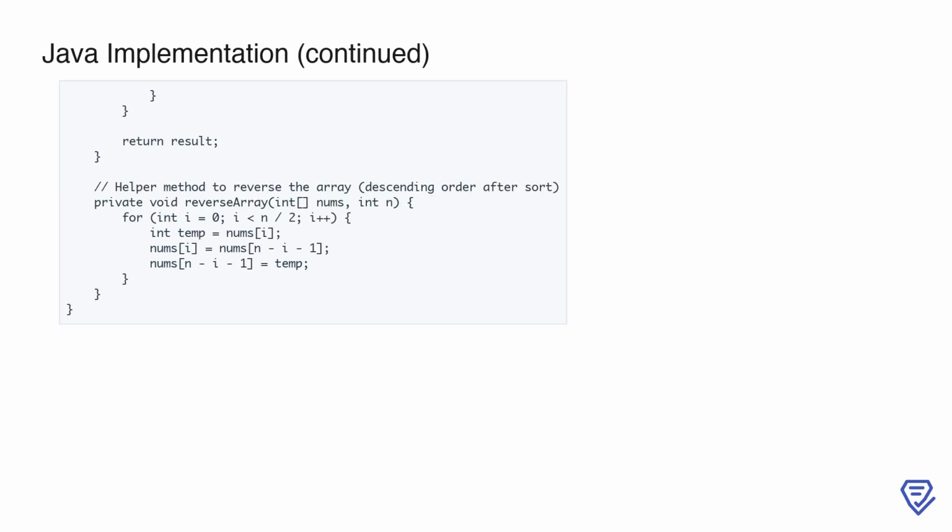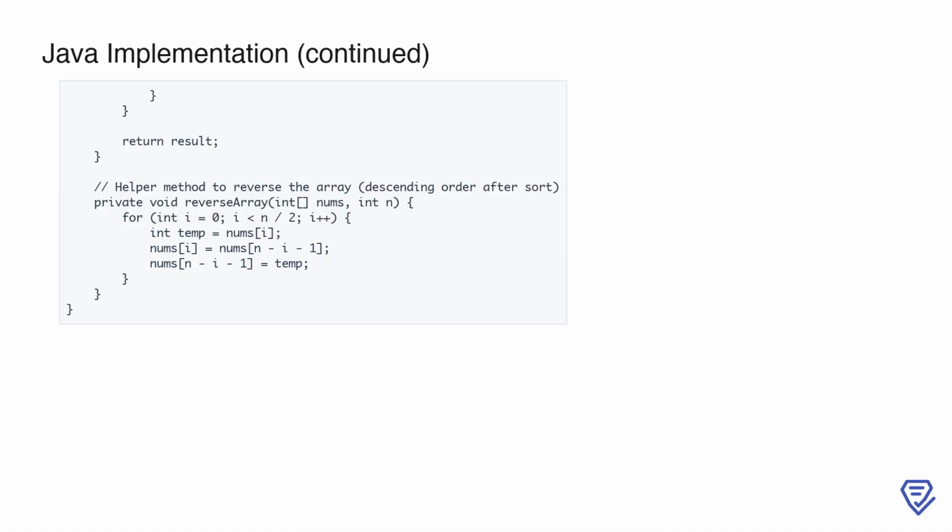Once the loop is exited, the result list contains the desired subsequence. This list is then returned as the output of the minSubsequence method. Additionally, we define the helper method reverseArray, which is used to reverse the order of the numbers in the array after it has been sorted in ascending order.